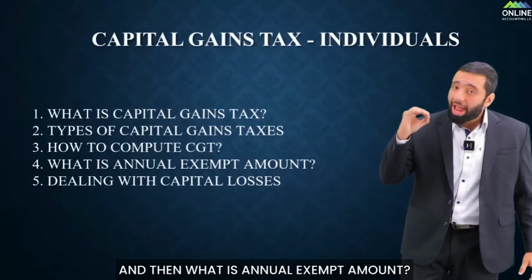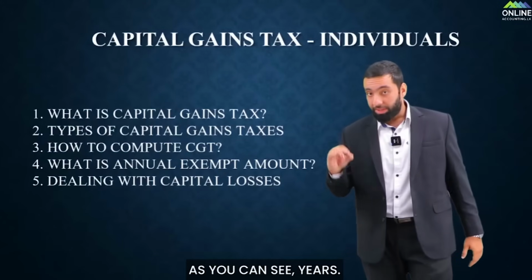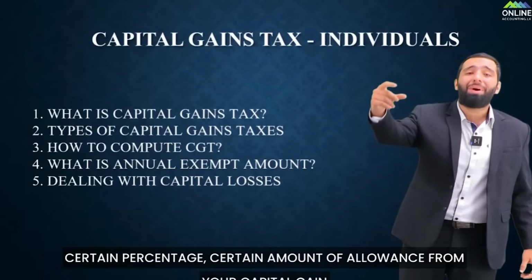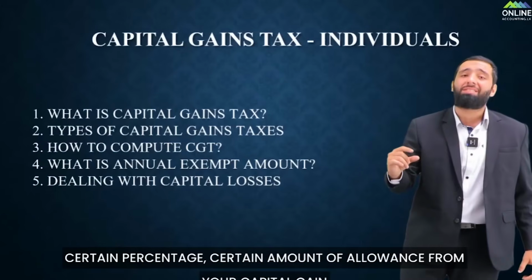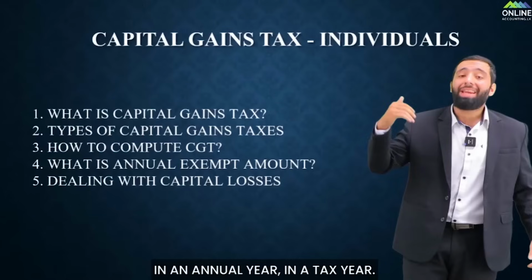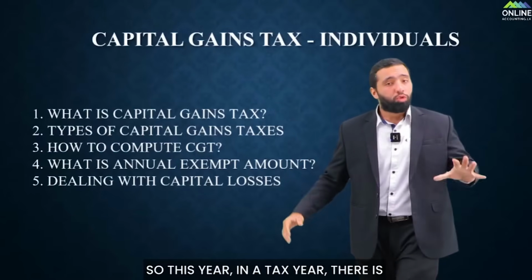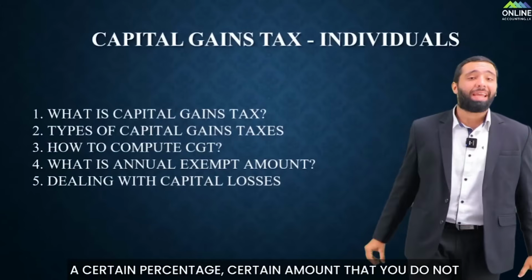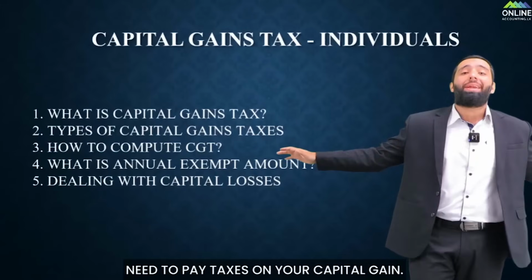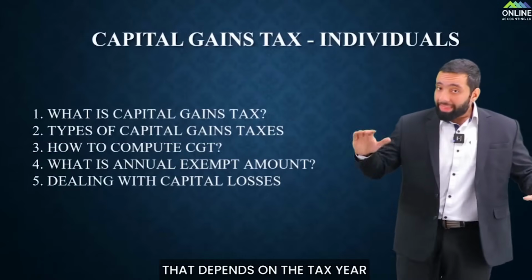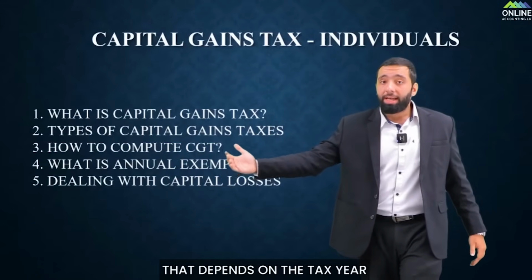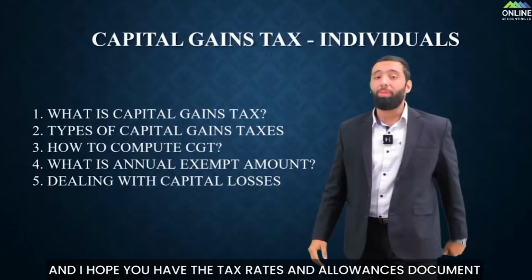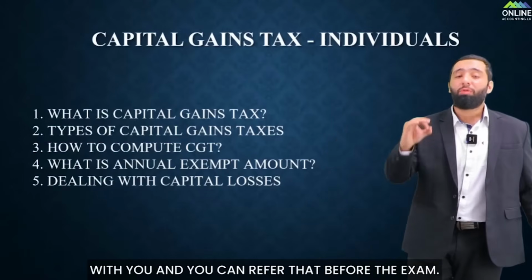And then what is the annual exempt amount? As you can see, yes, this is where the tax department gives you a certain amount of allowance from your capital gain in a tax year. So in a tax year, there is a certain amount on which you do not need to pay taxes on your capital gain. That depends on the tax year and it keeps changing frequently, and I hope you have the tax rates and allowances document with you and you can refer to that before the exam.